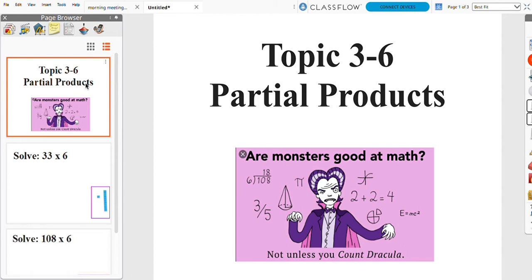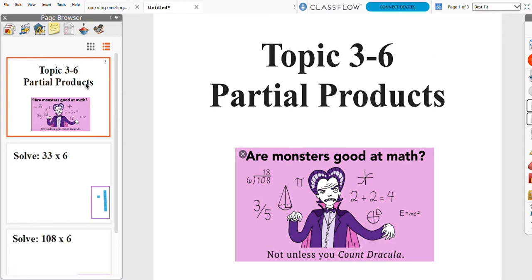Hey, you cool mathematicians. Today, for topic 3.6, we're going to review partial products. We're going to look at it through the lens of our base 10 system and really understand how this method works.